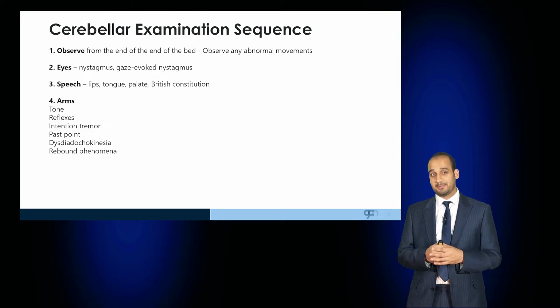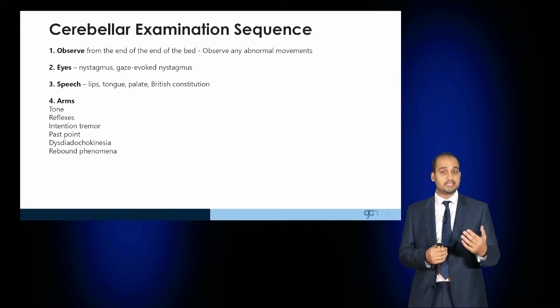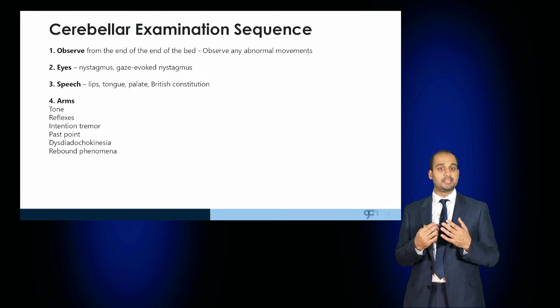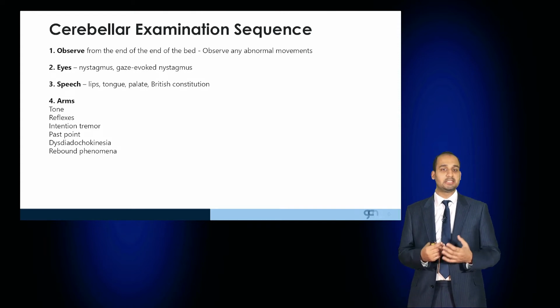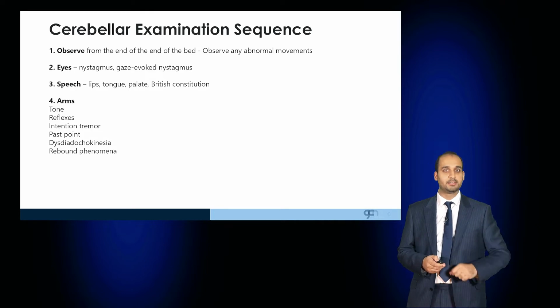Next, move on to examine the arms. Examine their tone, reflexes, whether there's an intention tremor, whether there's evidence of pass pointing, dysdiadochokinesia, or rebound phenomena, and we'll explain these in a moment.